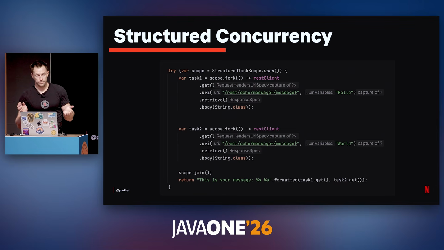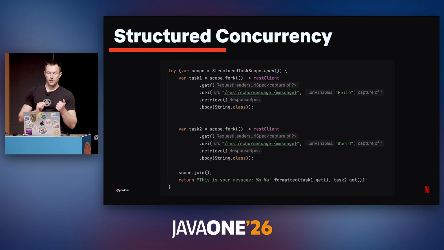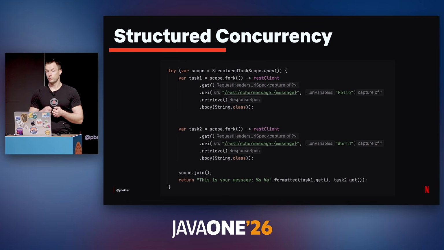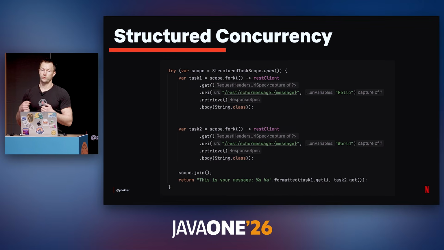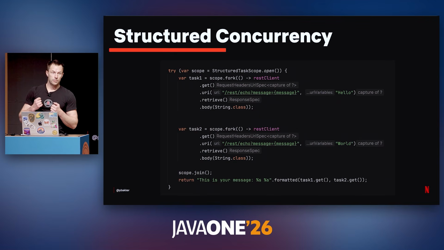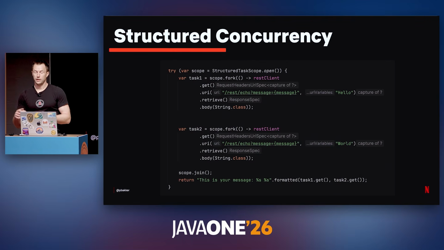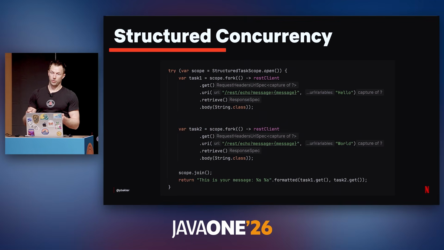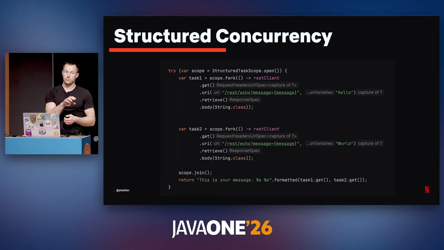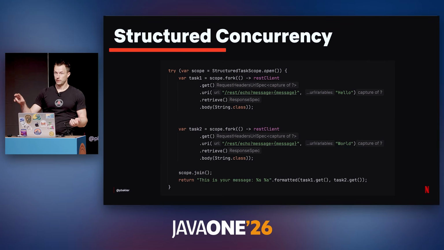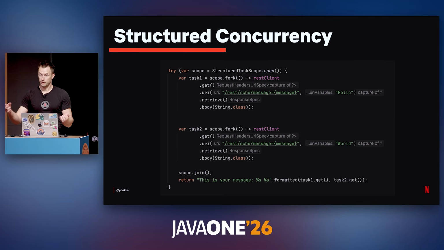But this code is actually broken. It doesn't look broken, but it is. If we do a StructuredTaskScope.open and then do scope.fork, at the moment we fork, a new virtual thread is created. That's good. But it is a new thread. Most of the frameworks that we use, like Spring, Spring Security, Micrometer, they all store context in thread locals. And that is how things have worked in the Java world for a very, very long time. These thread locals don't automatically get copied to a new thread.